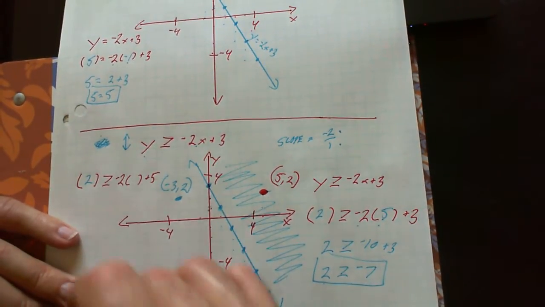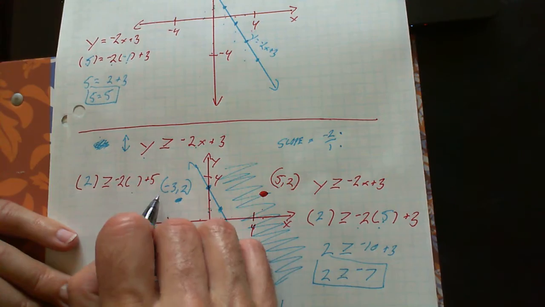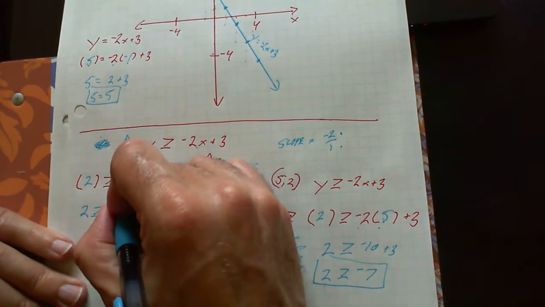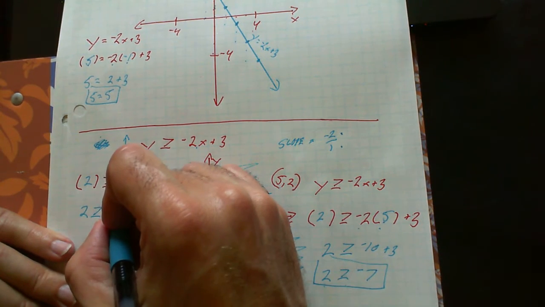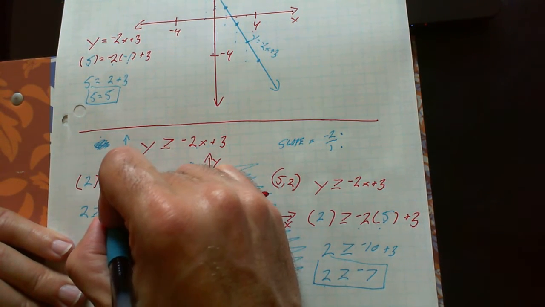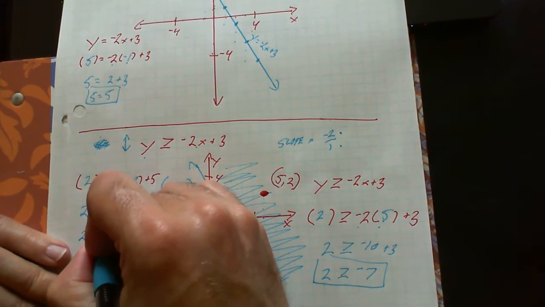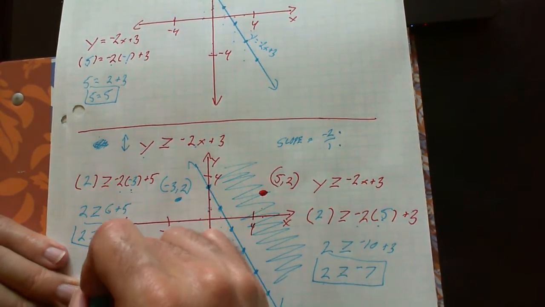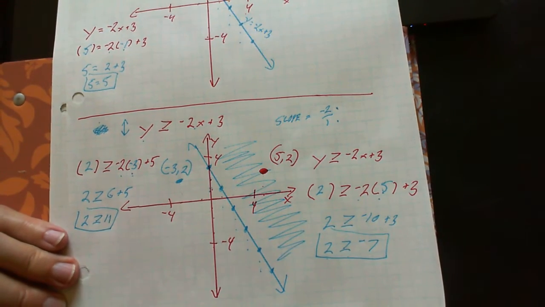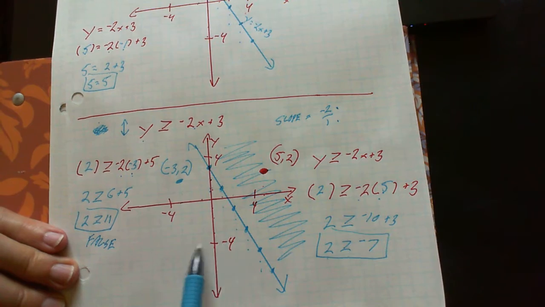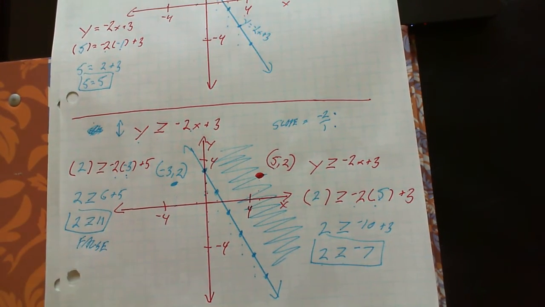There's my y. What do I put for my x? Negative 3. Is 2 greater than or equal to negative 2 times negative 3, which is 6, plus 5? Is 2 greater than or equal to 11? No, that's false. That means it is not part of my solution, so I do not shade over here.